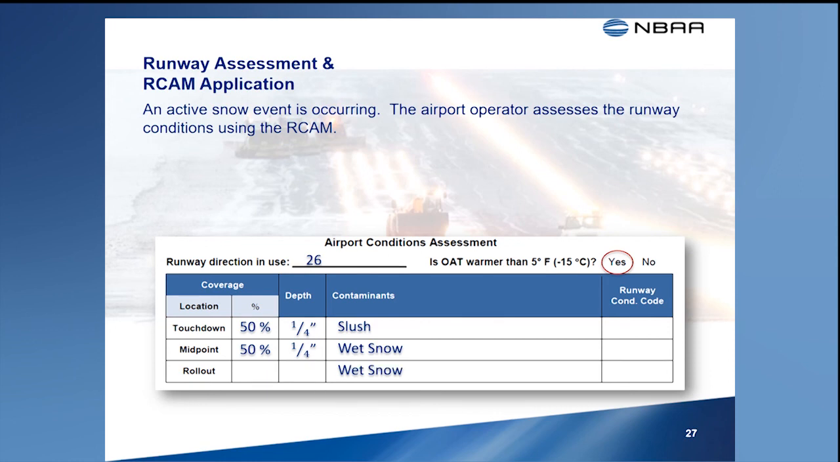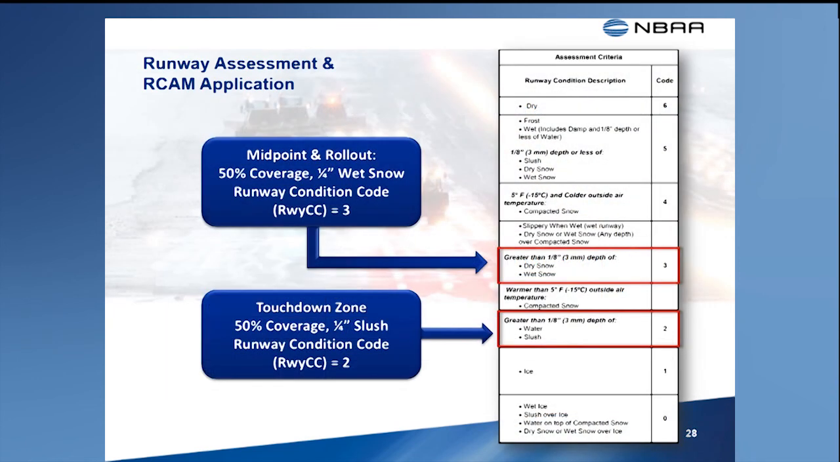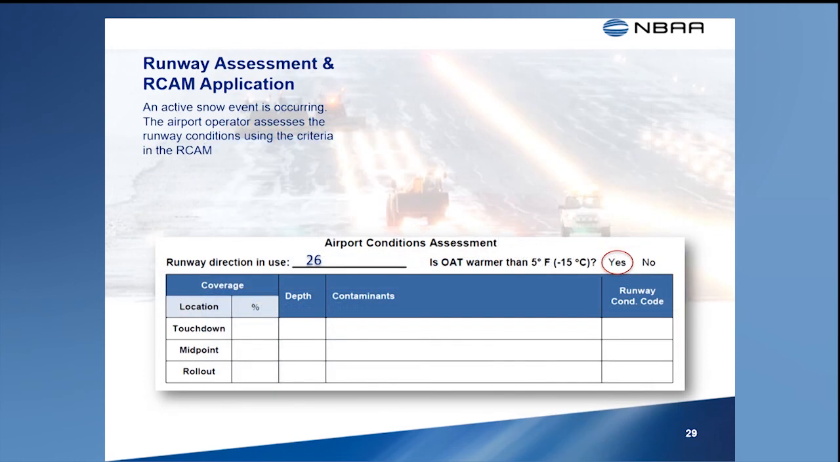Since the total runway contamination coverage is greater than 25%, the runway is considered contaminated. Referencing the observed contaminant types and their depths, and referencing the airport's RCAM, the runway's touchdown zone will be assigned a runway condition code of 2, while the midpoint zone and rollout zone are each assigned a runway condition code of 3. The runway condition codes assigned to the runway will be 2, 3, and 3, identifying the code for each third of the runway.